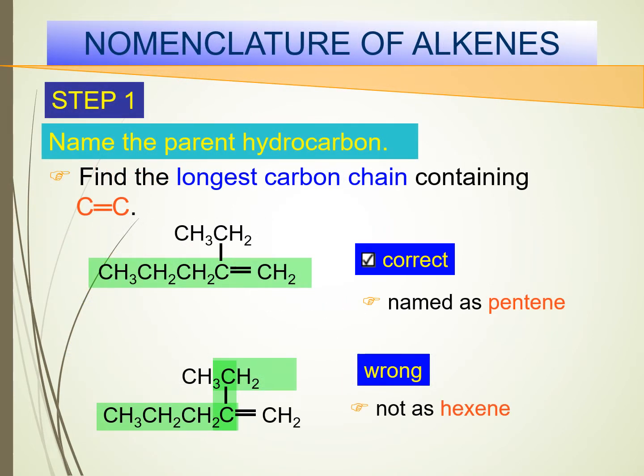Nomenclature of alkenes applies the same basic principles as the nomenclature of alkanes. Step 1. You have to find the longest carbon chain containing the carbon-carbon double bond. Let's look at the two examples given in the slide. The second one is wrong because it does not contain any carbon-carbon double bond.